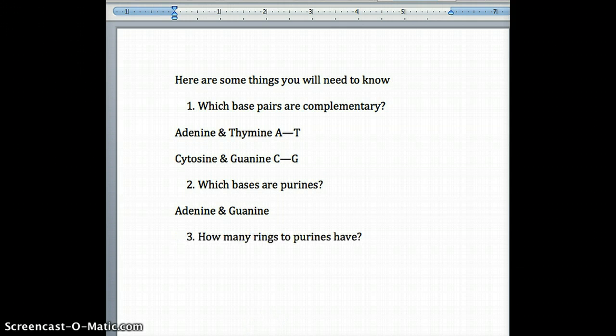And the next question is, how many rings do purines have? The way I remember how many rings purines have, it's the smaller word, and therefore it's the bigger molecule. Purines have 2 rings, whereas pyrimidines have only 1 ring.